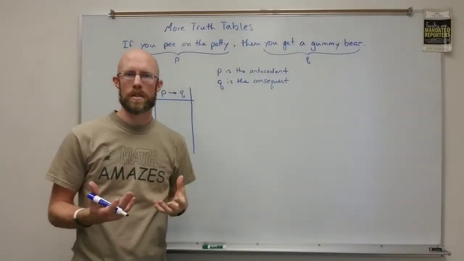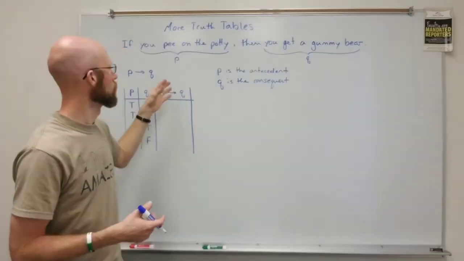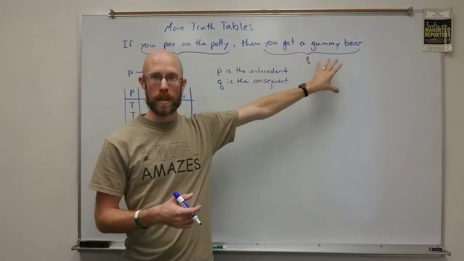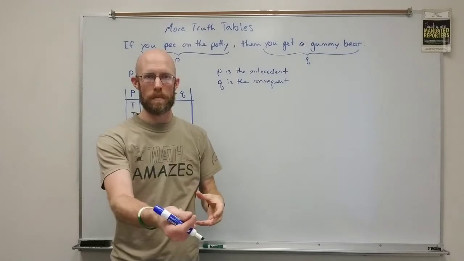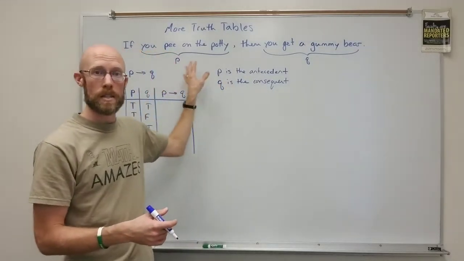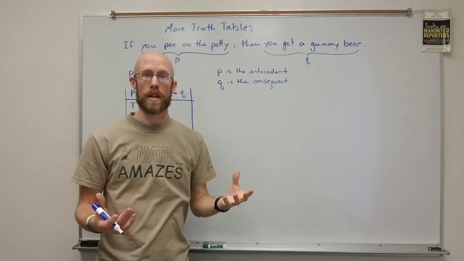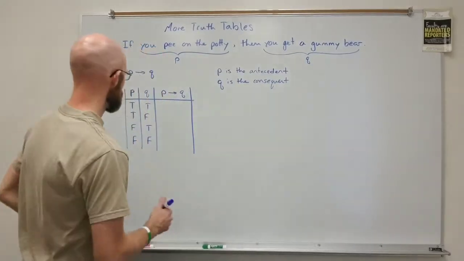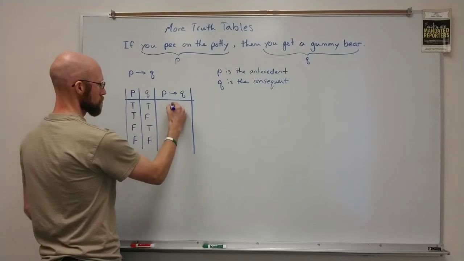So let's take this example. If both are true, if it's true that she peed on the potty and she got the gummy bear, then the conditional statement is true, right? I did what I said I would do. I didn't lie, all right? So two truths make a true.